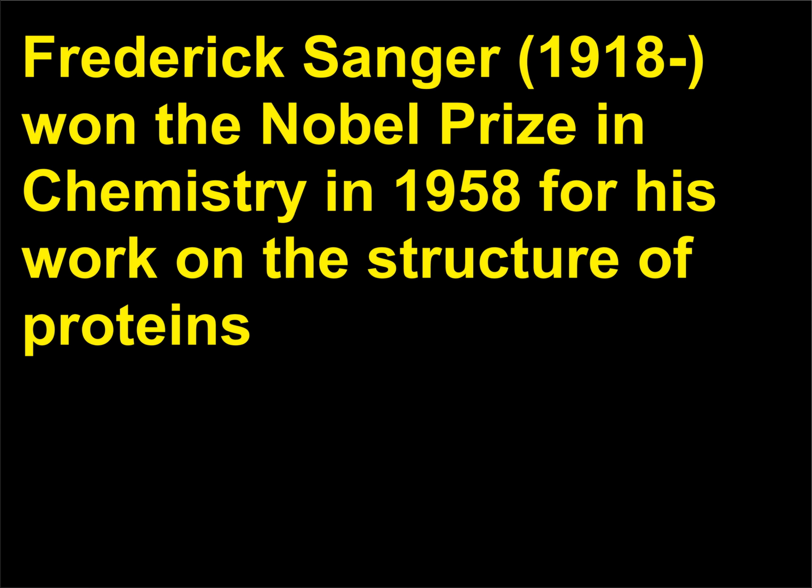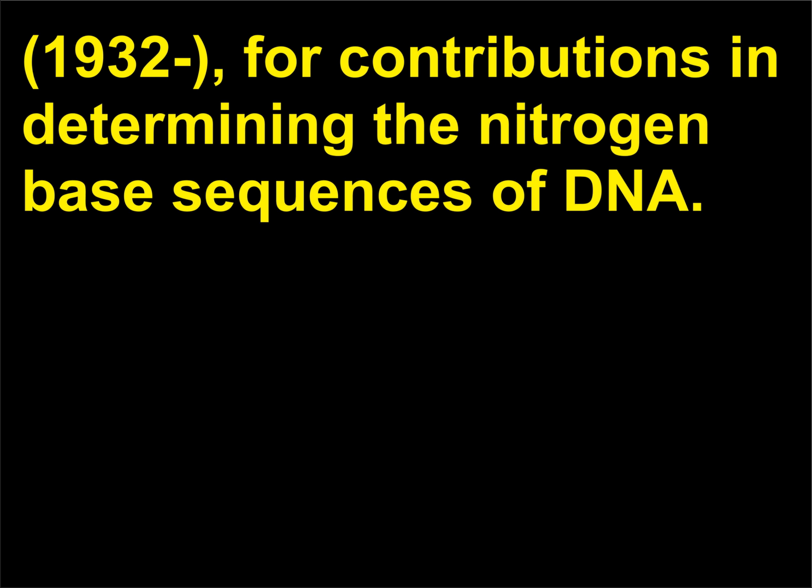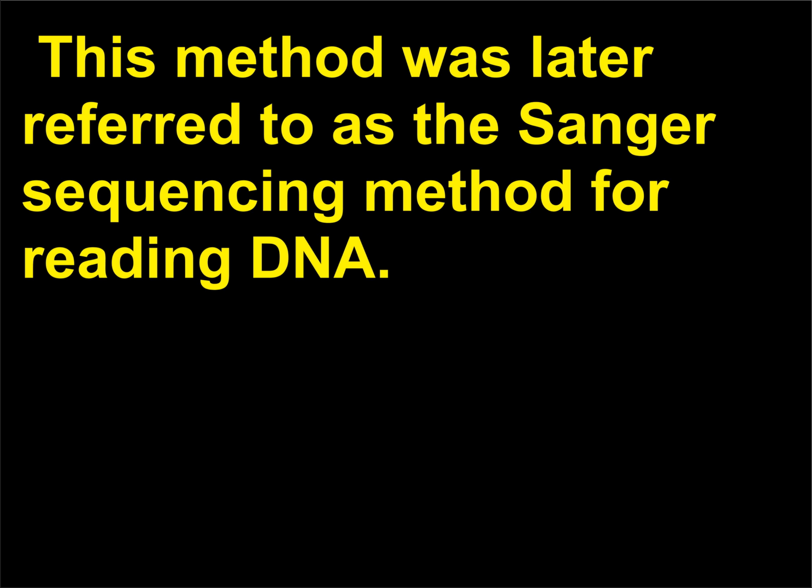Frederick Sanger, 1918, won the Nobel Prize in Chemistry in 1958 for his work on the structure of proteins, especially insulin, and shared the Nobel Prize in Chemistry in 1980, along with Walter Gilbert, 1932, for contributions in determining the nitrogen base sequences of DNA. This method was later referred to as the Sanger sequencing method for reading DNA.